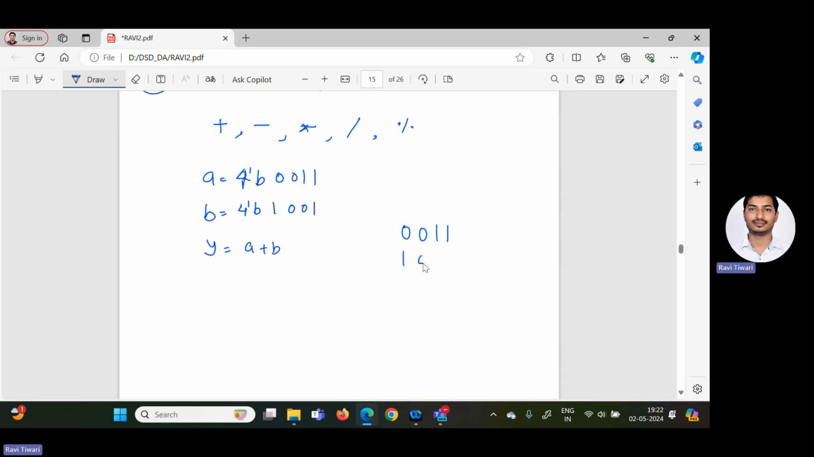0011, 1001. Now you add these numbers from the LSB side. 1 plus 1 will give you 0, carry 1. 1 plus 1 will give you 0, carry 1. This is 1 and this is 1. So in the result, you will get y is equal to 4'b1100. Clear?